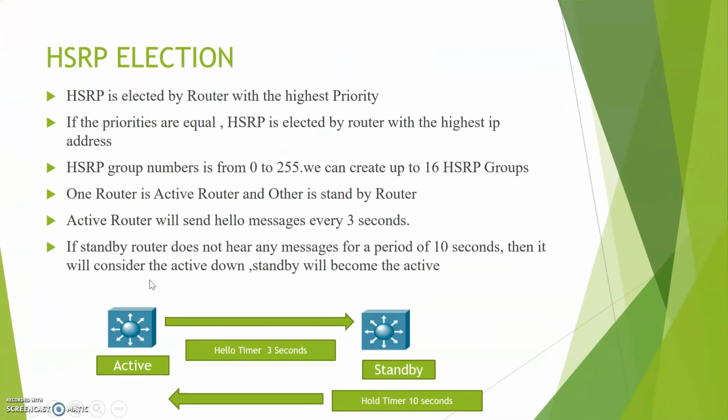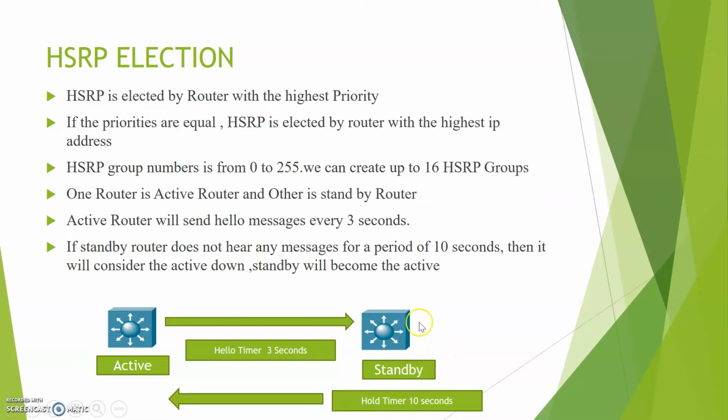So let us discuss the HSRP election. The primary router is the active router and the secondary is the standby router. Both will communicate using the hello messages. The active router is always selected as the router with the highest priority or the highest IP address. And the standby router is elected as the router with the next highest priority or IP address.